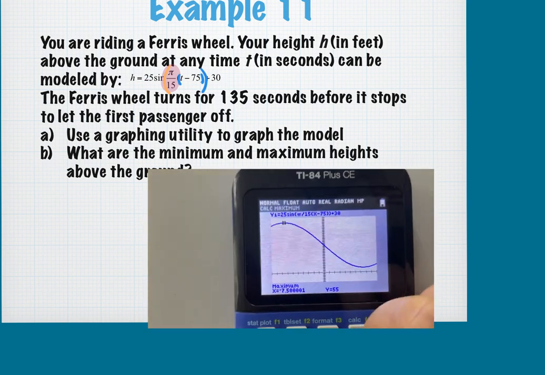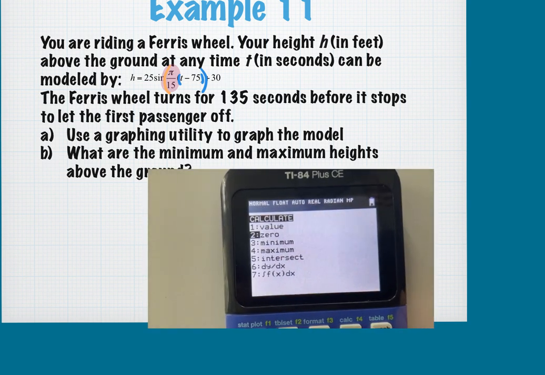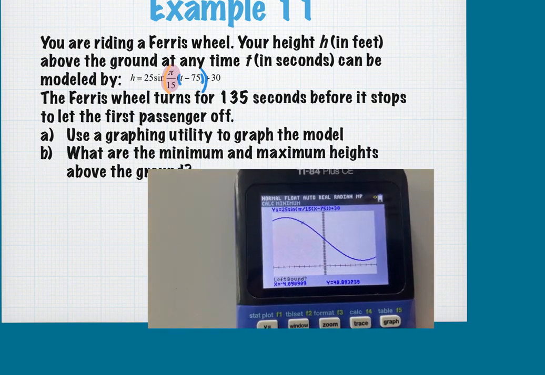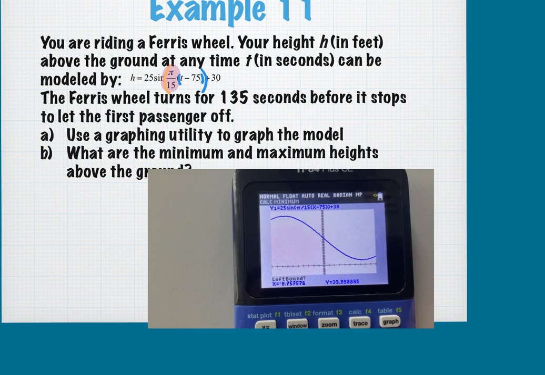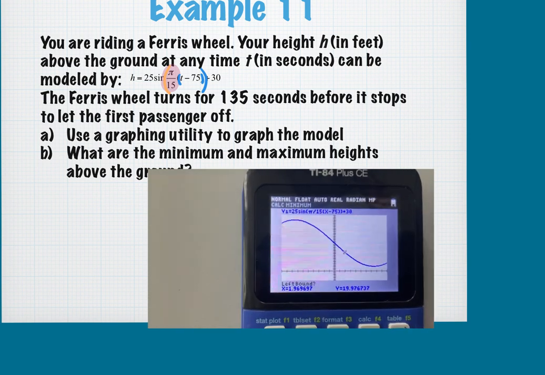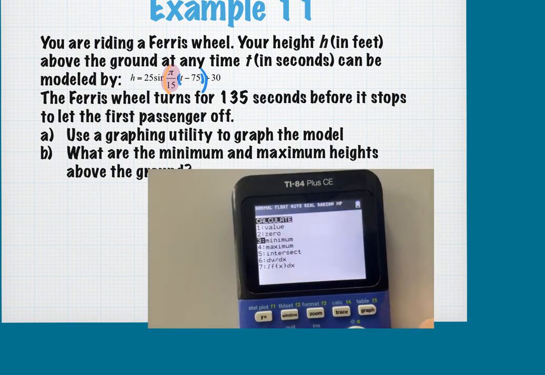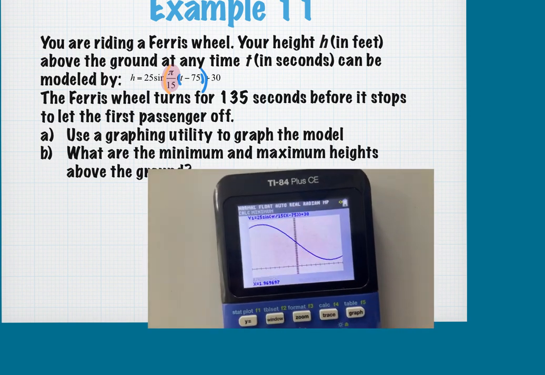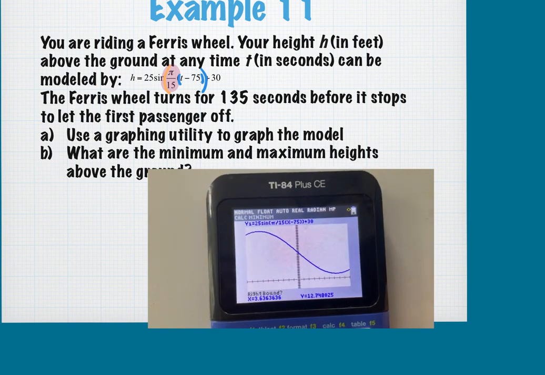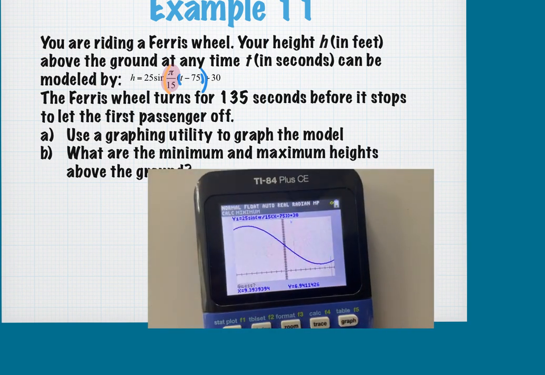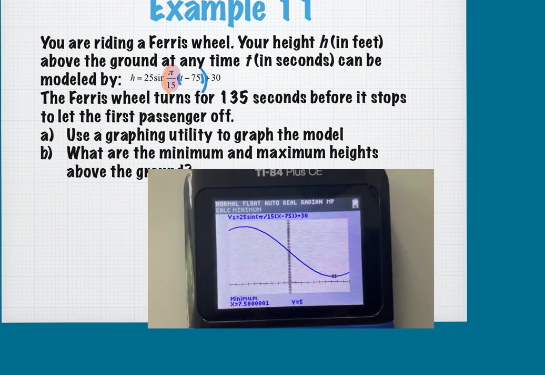And then I want my minimum. So I go second, trace, and I go to minimum. And I'm left of it already. I could literally hit enter anywhere here, but I need to get closer anyway. So I'm just going to get closer because I've got to go past it. Here. Oops. Then go past it, hit enter, and there's my minimum at 5.